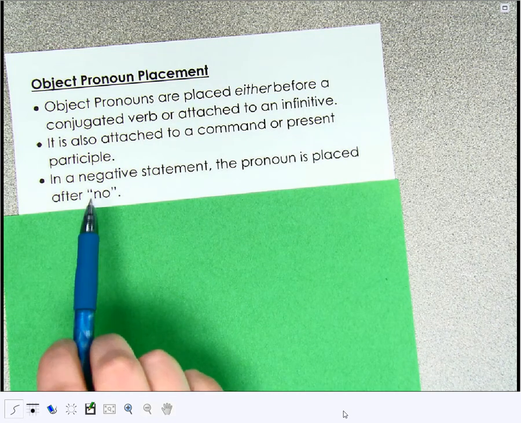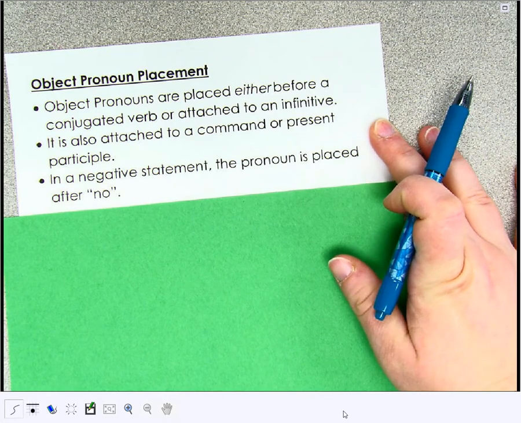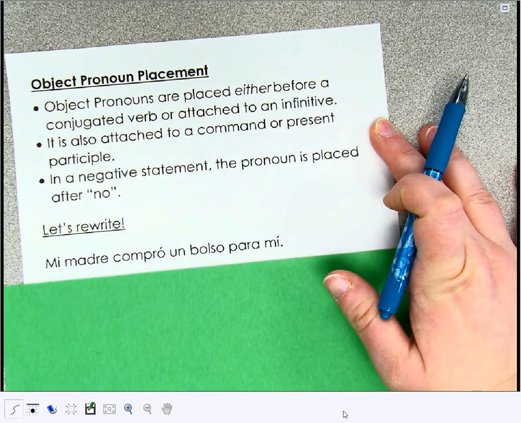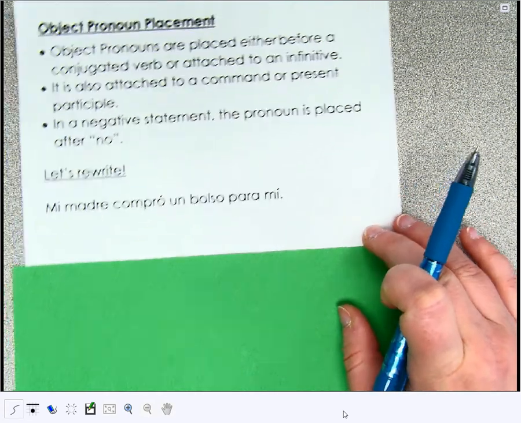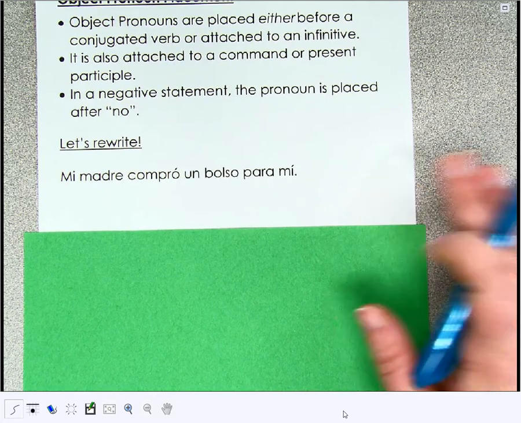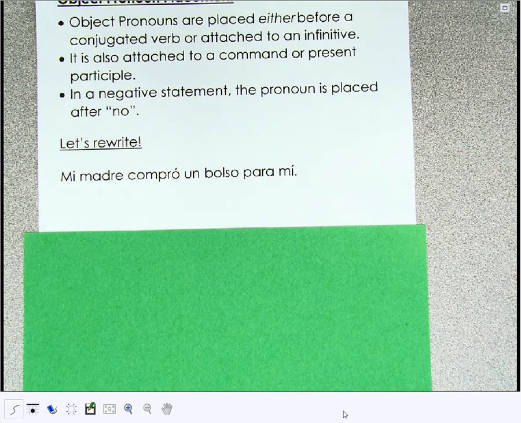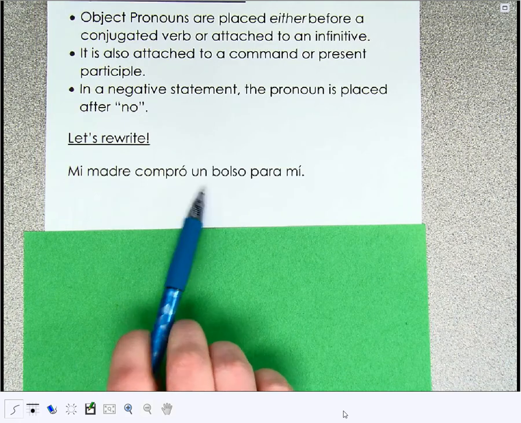And you guys did really well with that, with direct object pronouns, and it's the same rule. Okay, so we are going to look at these sentences, dissect them a little bit, and we're going to rewrite the sentence replacing the indirect object with its indirect object pronoun. So it says, mi madre compró un bolso para mí.